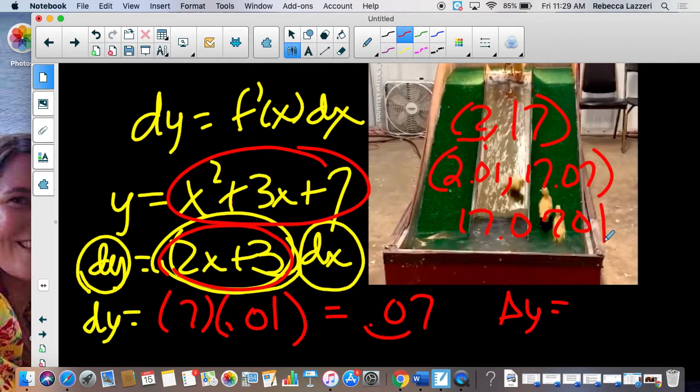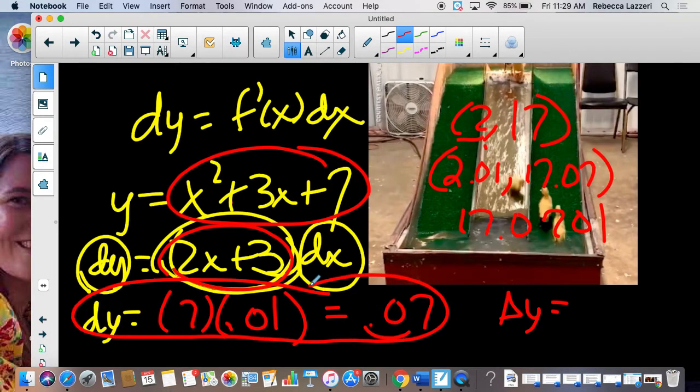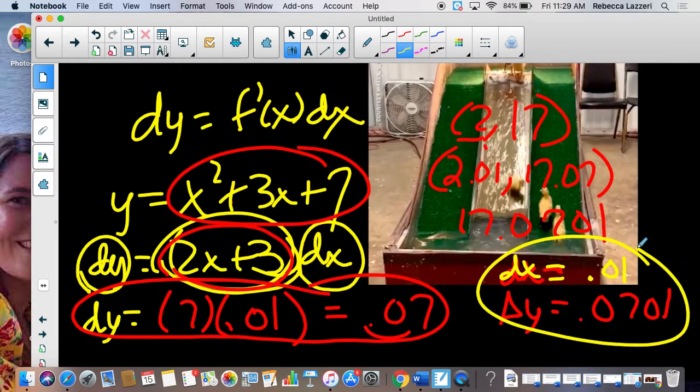It's actually 17.0701. So our little dy, our differential, is 0.07. The actual change in y was 0.0701. So a change in x at this moment on the graph of this parabola, a change of 0.01, resulted in a change of 0.07. So you kind of learn that at that part of the graph, your y value changes about 7 times as much as your x value. It's growing kind of fast there. Isn't that phenomenal though?